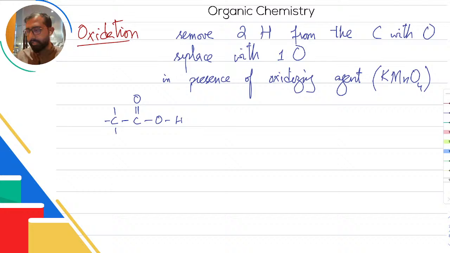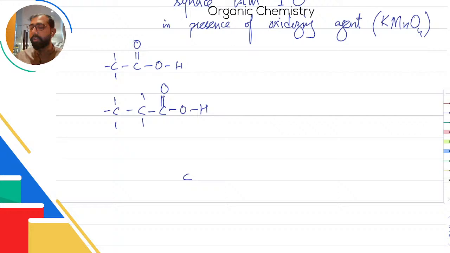Again, let's take another example. I have methanol here. Look at the carbon with oxygen, or propanol, let's say. So I have propanol, three carbons there. Look at the carbon with oxygen, okay, found it. Remove the two hydrogens, done. Add an oxygen, done. What if I had it in different forms? Like if I had multiple OH groups. So I have this thing.